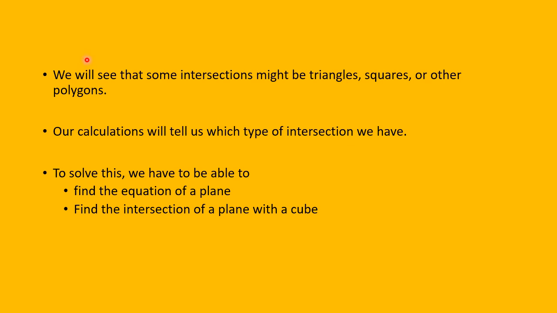In general, with our mathematical investigation of this type of situation, we will see that some intersections of planes with the cube might be triangles. It could conceivably, in some cases, not ours, be a square or some other polygon. And our calculations will tell us what type of polygonal region we have.